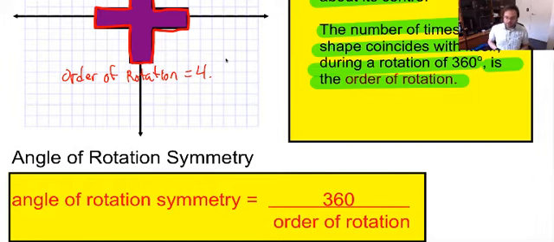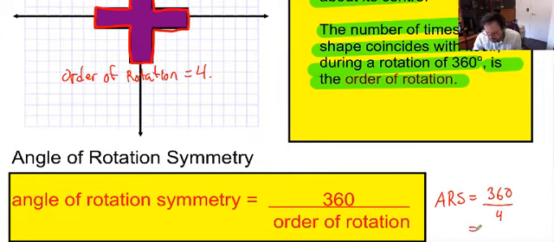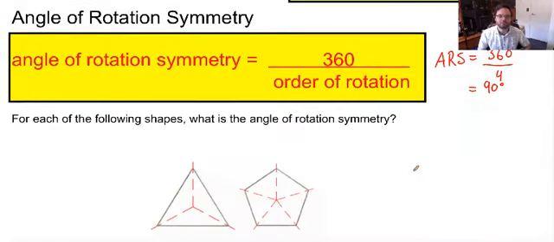So from our shape before, we learned that the order of rotation is 4. So what is the angle of rotational symmetry? In this case, my angle of rotational symmetry is going to be equal to 360 degrees divided by 4, which is equal to 90 degrees.